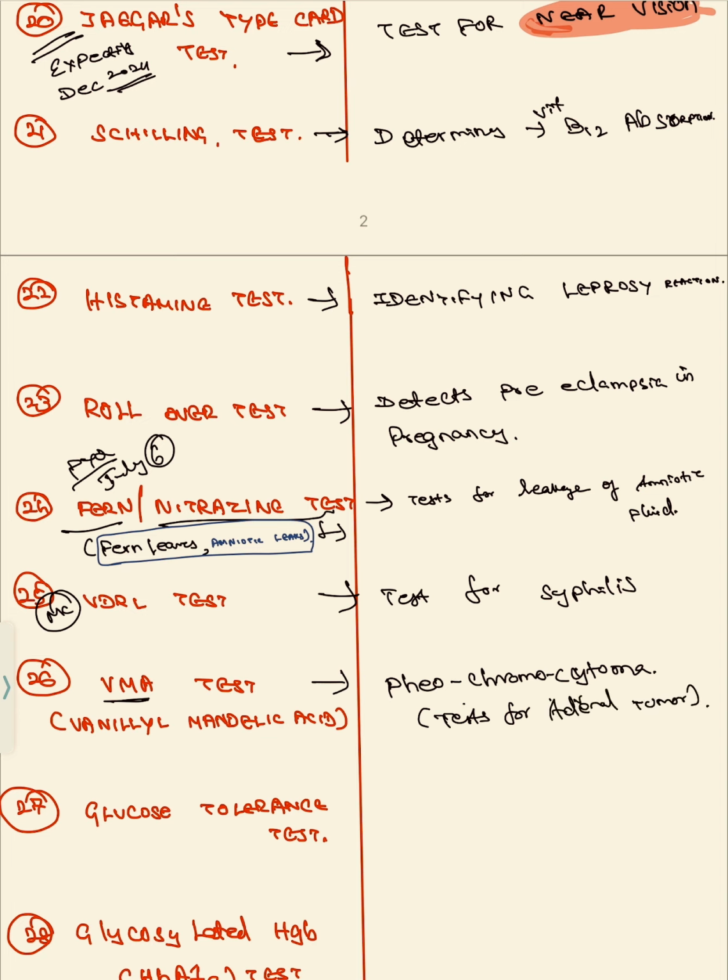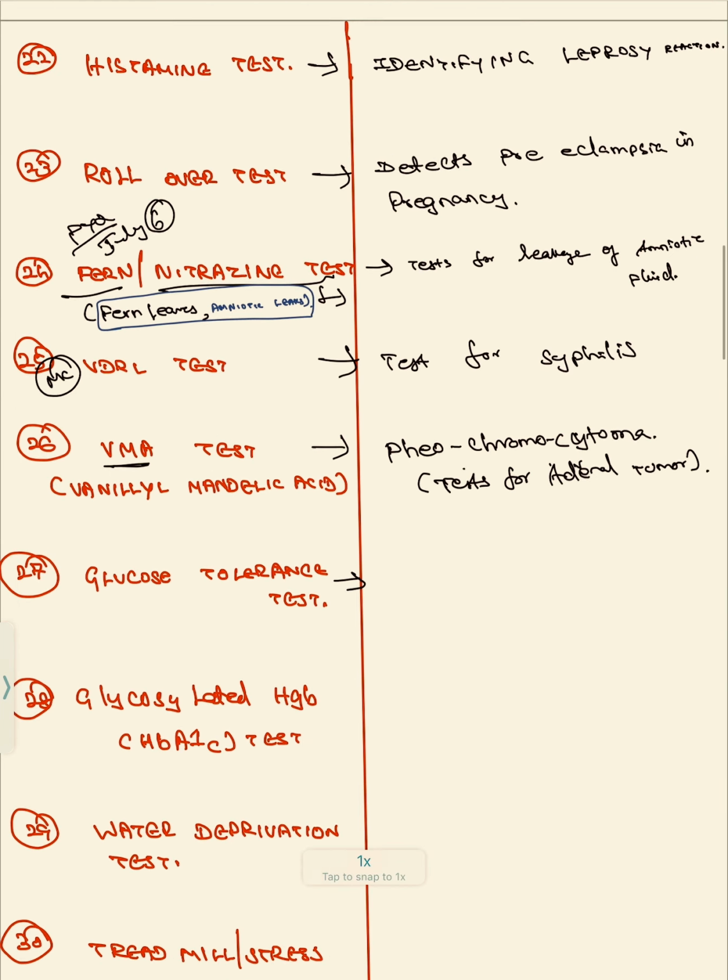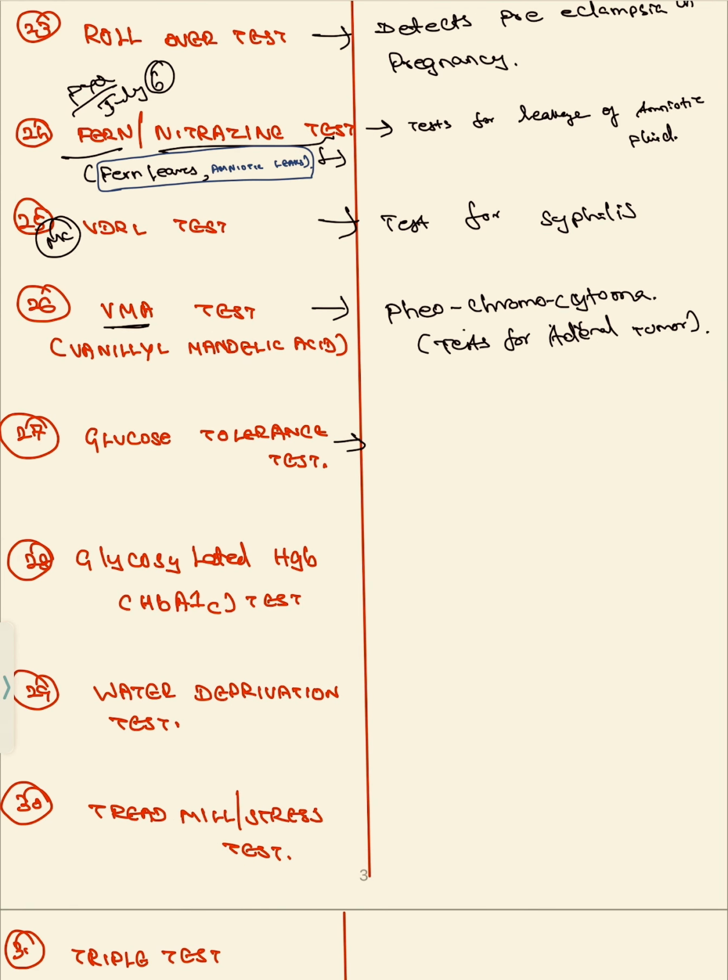Adrenal tumor. Glucose tolerance test. Its diagnosis is diabetes. So GTT is for diabetes mellitus type 2.